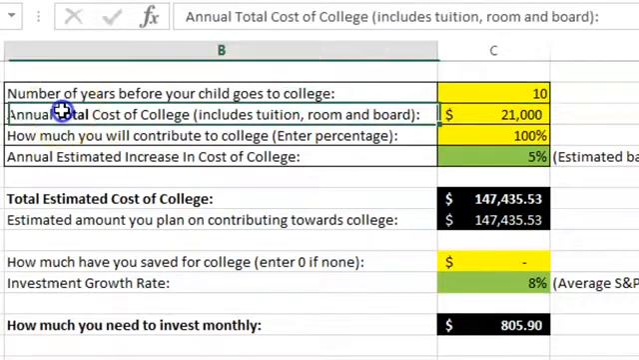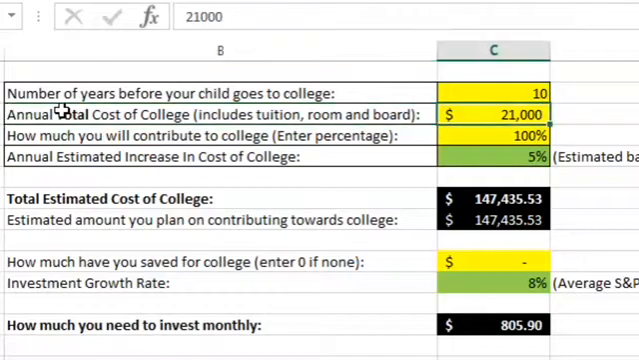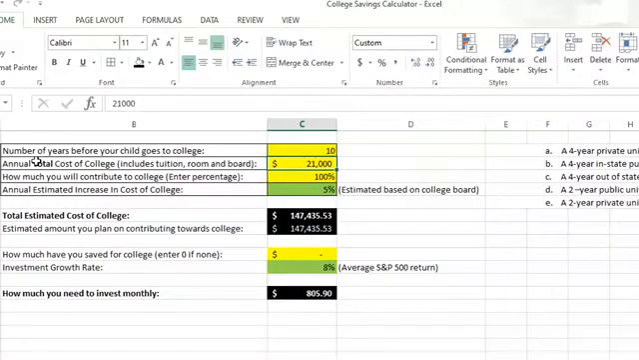The next cell here is the annual total cost of college, which includes your tuition, room and board, and all of it. So the way to get that information is you can take one of two paths. If you have a pretty good idea where your kid is going to go to college, just go to the website, pull the tuition, room and board, pull all that information, dump it into the spreadsheet, and you are done. If you don't have an idea in terms of what that is, College Board basically provides some estimates in terms of what this looks like currently.